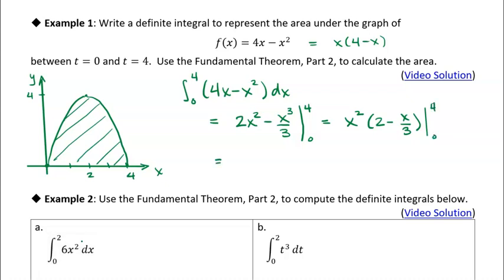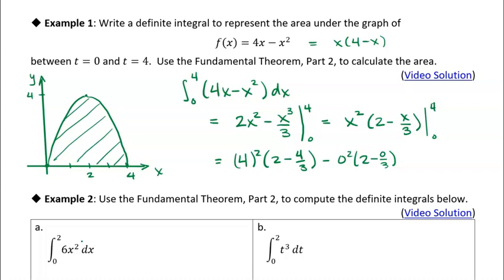Now I'm just going to plug in 4. So I'm going to get 4 squared times 2 minus 4 thirds. And then I have to subtract the value at 0. So 0 squared times 2 minus 0 over 3. But this whole second thing is 0.